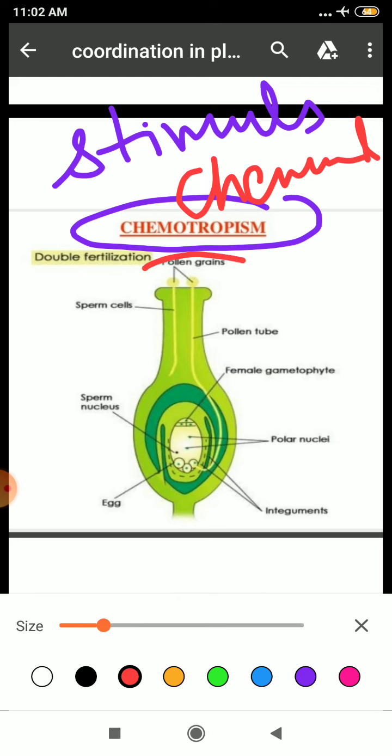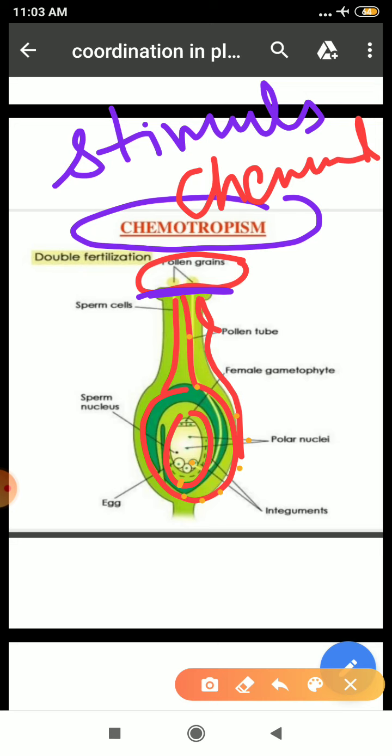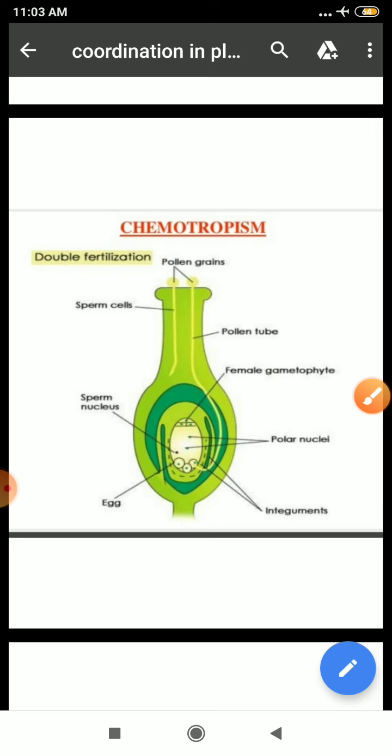Here your pollen grain falls on the stigma. Stigma is here, your pollen grain falls on this. And then, students, some chemical is secreted by this ovary. And then this chemical allows the growth of this pollen tube, and the pollen will form this pollen tube, and then through this pollen tube male gametes will come. And then they will fuse with the ovule to form a zygote. Clear? Wait, again I will draw.